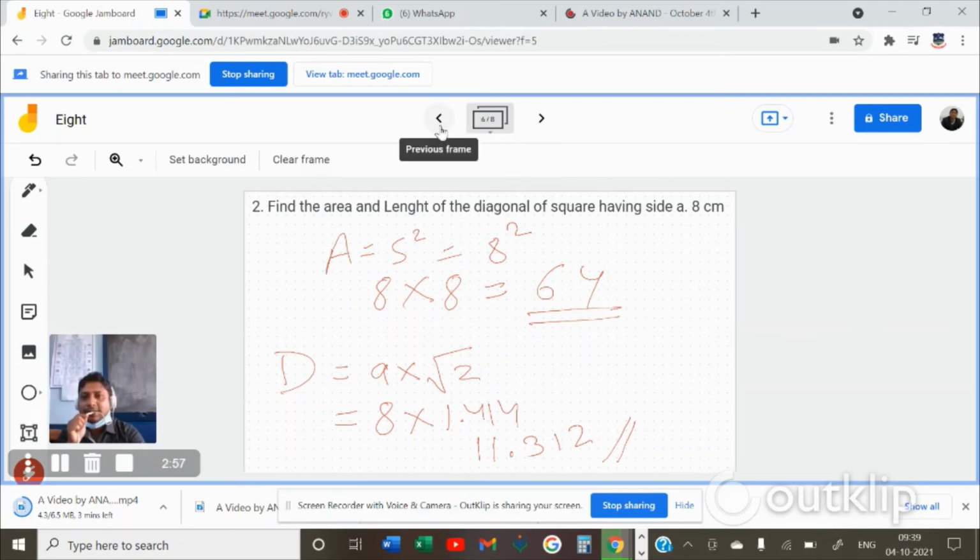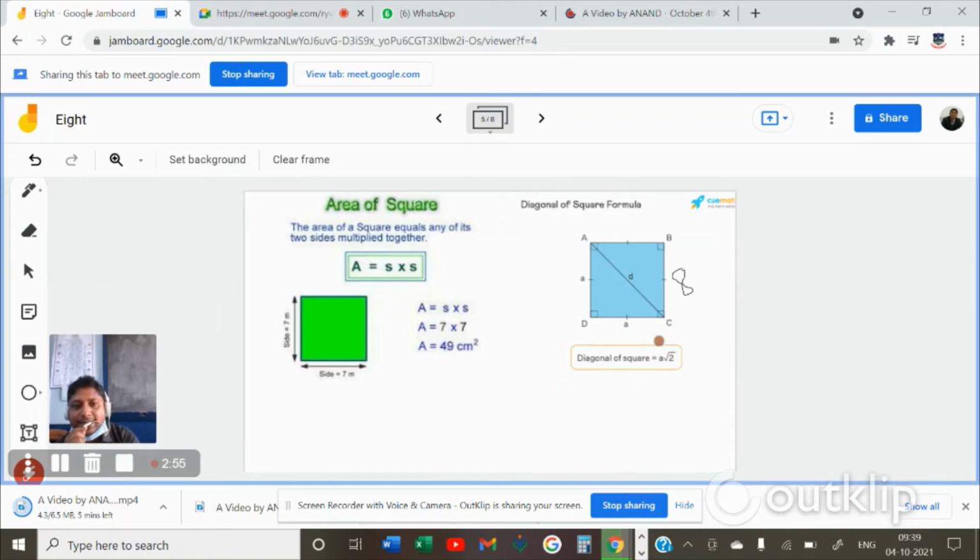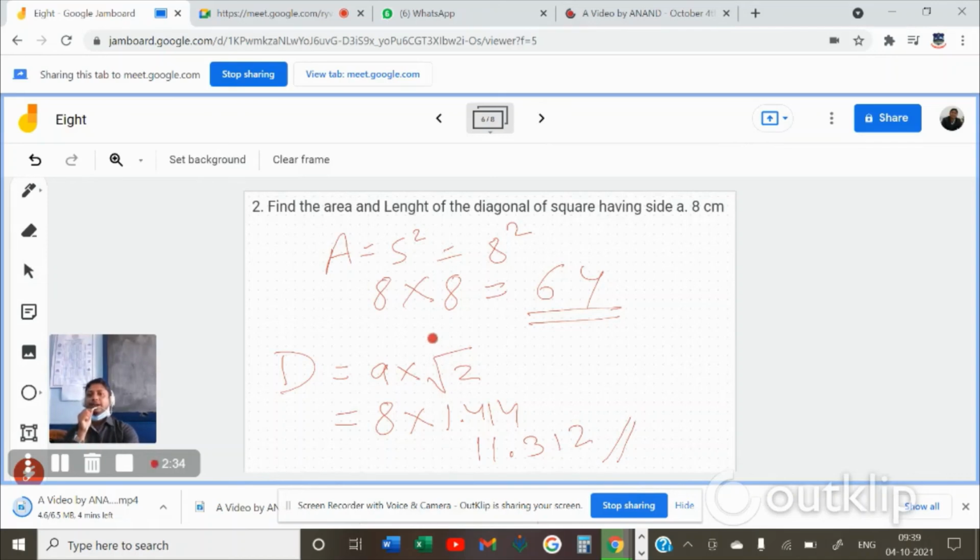Now just come back to this diagram once again and see the formula of diagonal. Please read what is written. Diagonal of square equals a square 2. Aina, this is a root over 2. A root over 2, not a square 2. It is not a square 2. A into root over 2. See, I have done it out here. A into root over 2. Diagonal, D stands for diagonal. A into root over 2. Have you seen this?